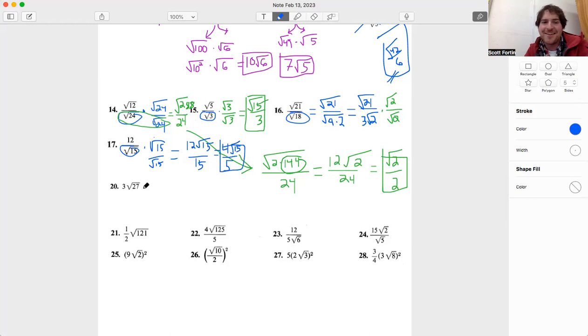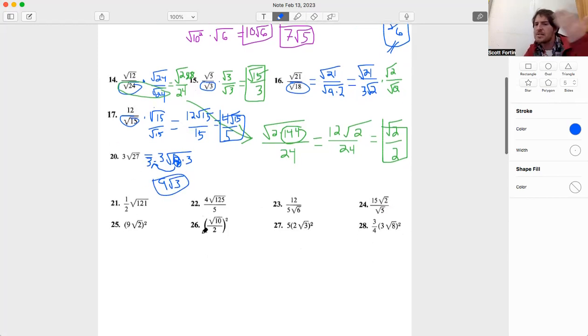There we go. This one here, 3 root 27. What goes into 27? Well, let's try 9 and 3, and that's good. Why? Because 9 is 3 times 3, 3 squared. So I can bust this one out. That's going to move a 3 over here, because the square root of 9 is 3. So I end up with 3 times 3, which is 9. So 9 root 3 is the appropriate simplification here.